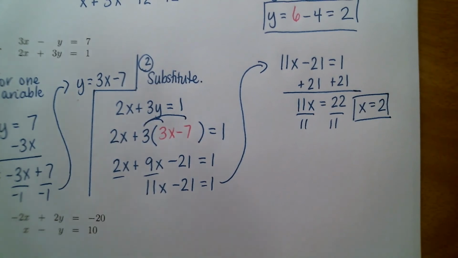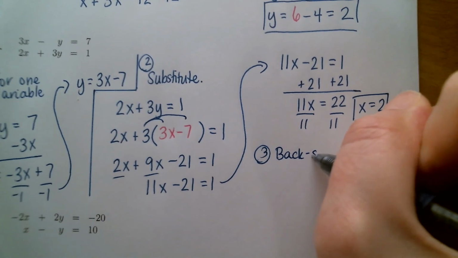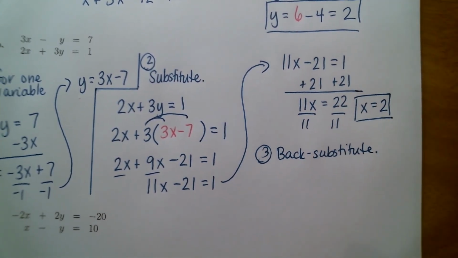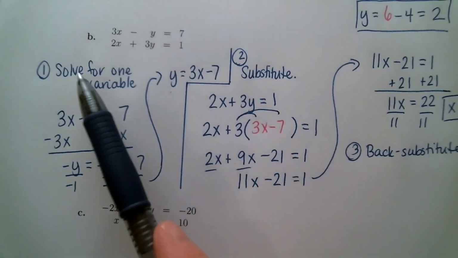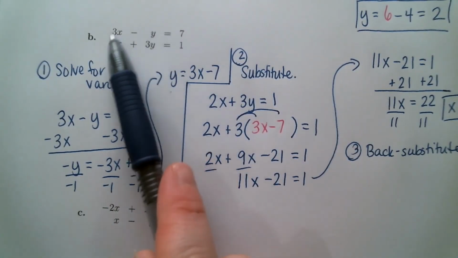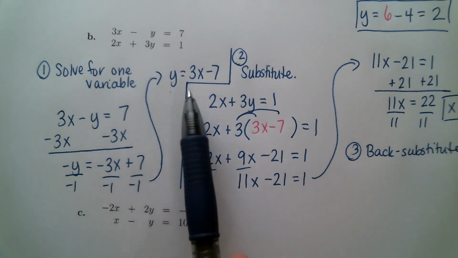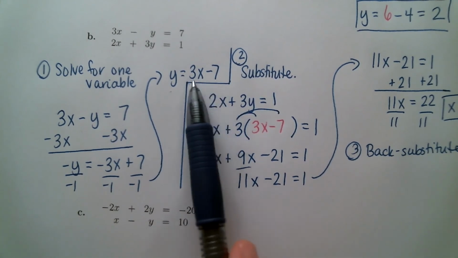And so last step, we just need to back substitute. That is just a fancy phrase for saying, I know x is 2, use that information to get the y value. Again, I can take x equals 2 and plug it into either one of the original equations. It doesn't matter which one you pick, you'll get the same answer. But the easiest thing to do is use what you got from step 1. You know how to calculate y.